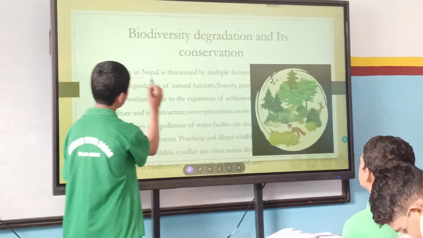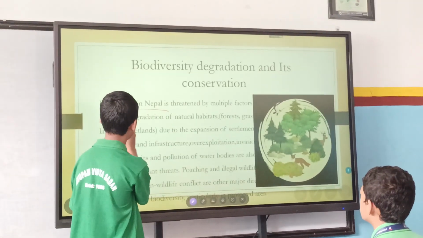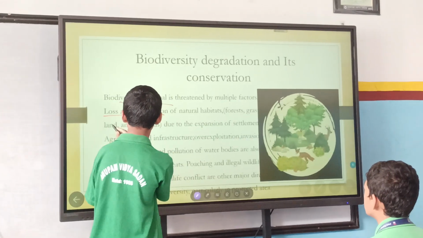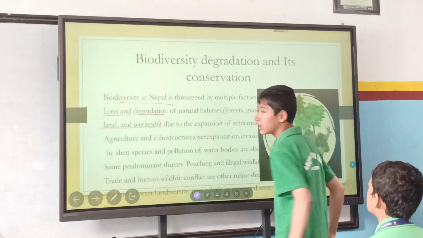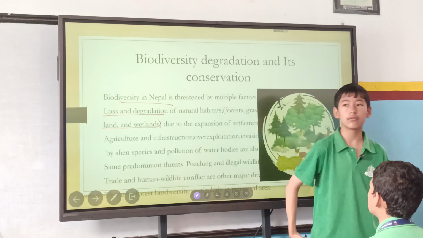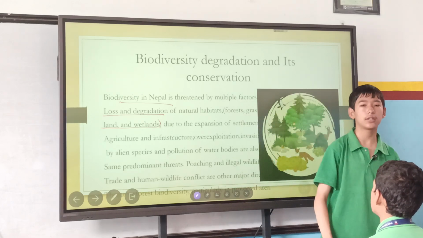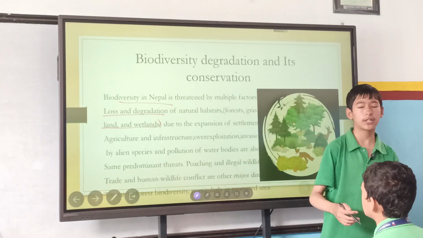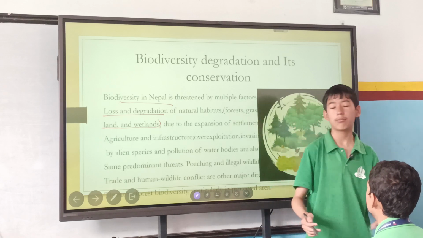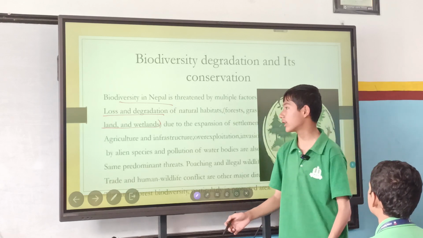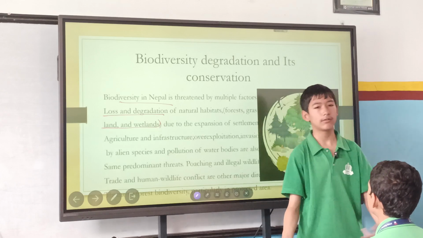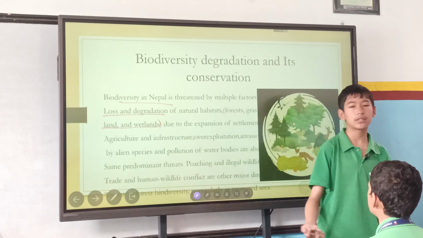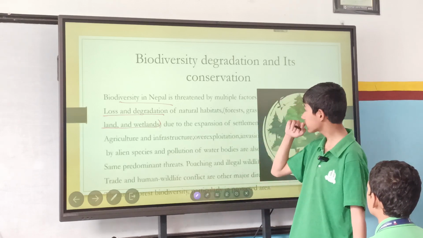Biodiversity in Nepal is threatened by multiple factors: loss and degradation of natural habitats, forest, grassland, and wetlands. It says about the natural habitats. If we cut trees and throw waste into the sources of water, then not only human beings are affected by it, but the organisms, animals, and living plants are also affected. Like if we cut the trees, then the birds and the animals which live in the forest cannot survive, and they do not have their own habitat.